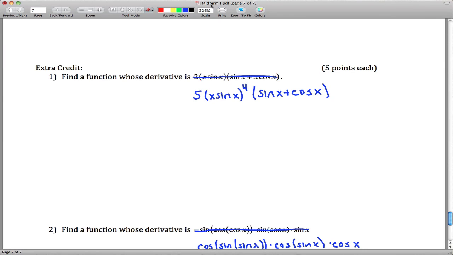Alright, finally the extra credit on midterm 1. First of all, I changed the problem. I tried to make it a little bit easier here. I think it's still a pretty tough problem, but maybe this is what you saw in your test, and hopefully that was a little bit more recognizable.